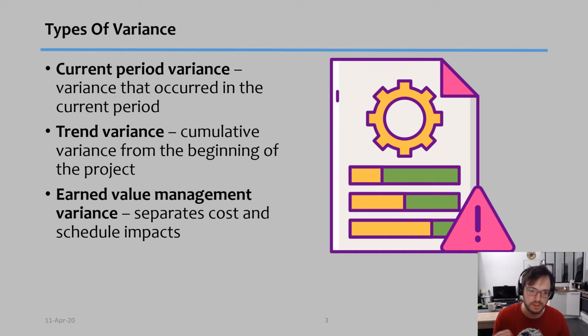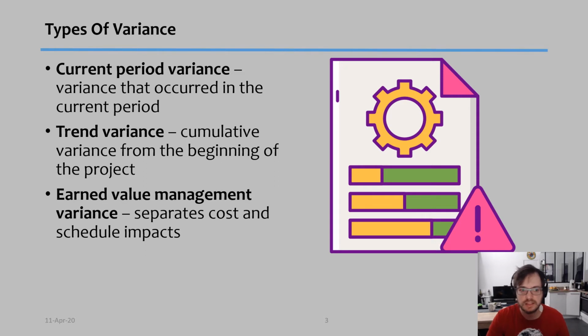Now, there are three major types of variance that we need to know. So three different things that I want to talk about. The first one is current period variance. This is the variance that occurs in the current period. So, for example, the budget. For this month, I was supposed to spend 10,000. I spent 11,000, a variance of $1,000 positive.